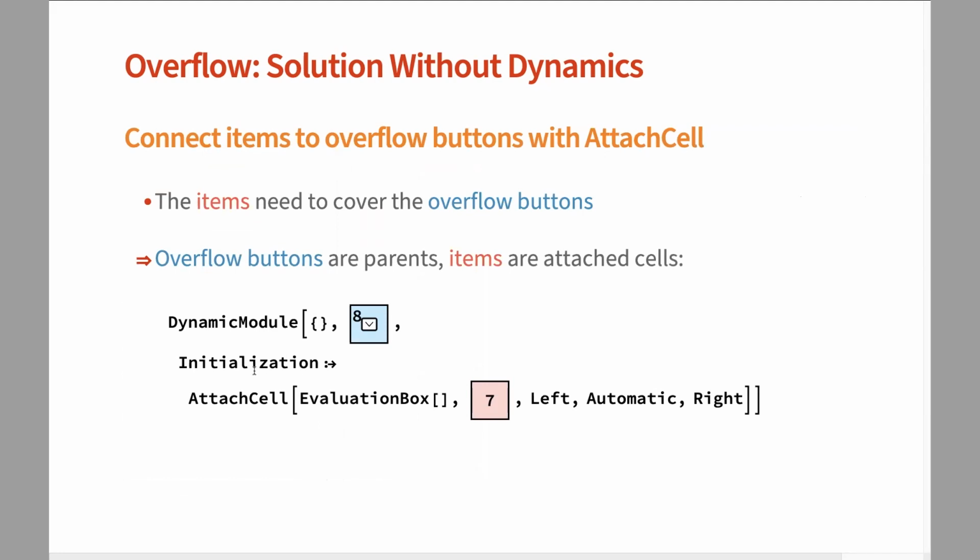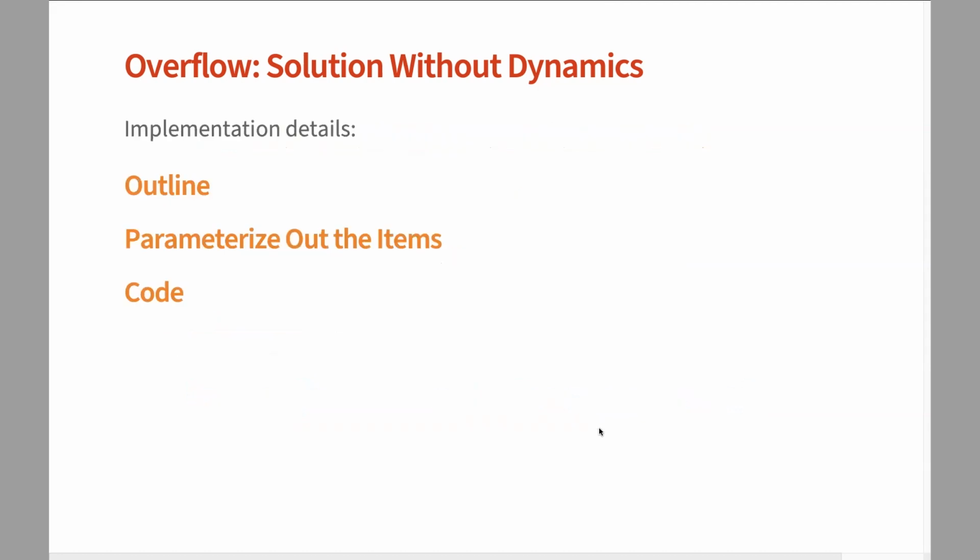And so we can use this by using the initialization on the dynamic module, right? So this is an overflow button, and the initialization that we want is to attach the item that's to the left of it, right, to it, and so that's what these alignment options are doing. Okay, so download the presentation, look at the implementation details, which I don't have time to cover now.